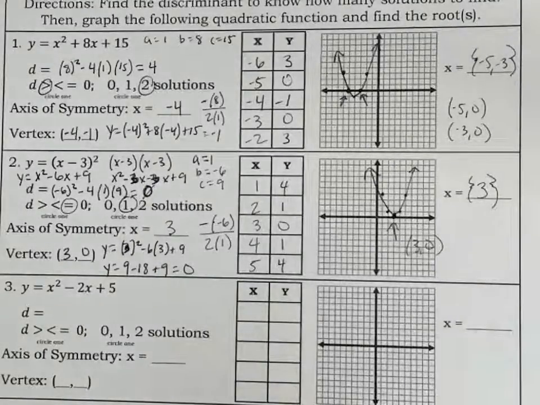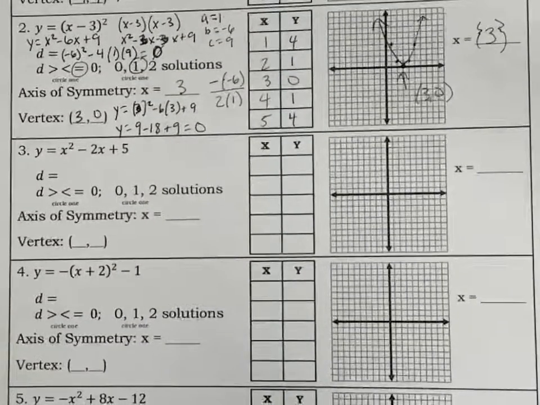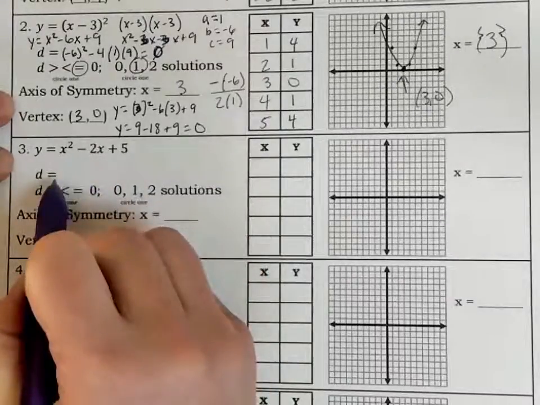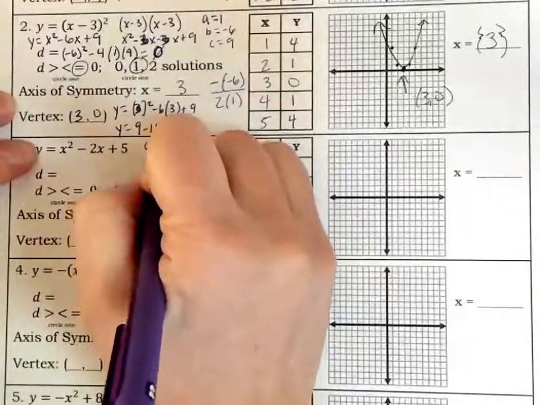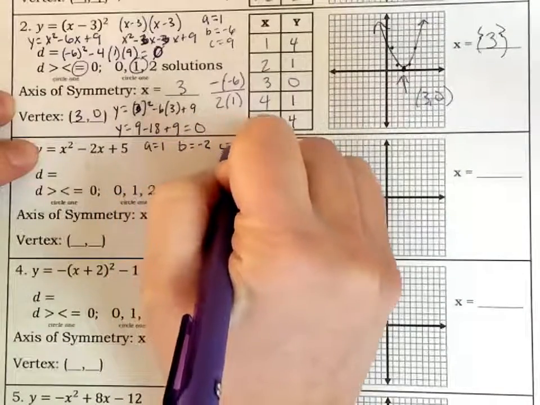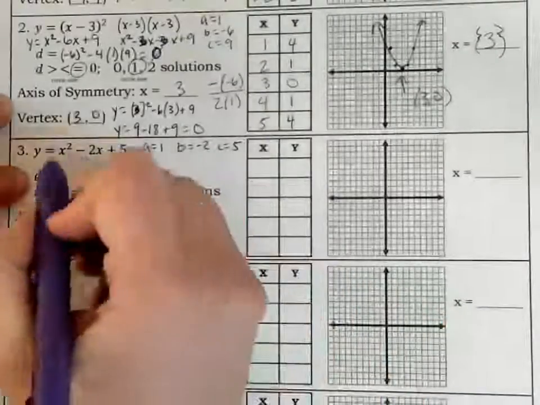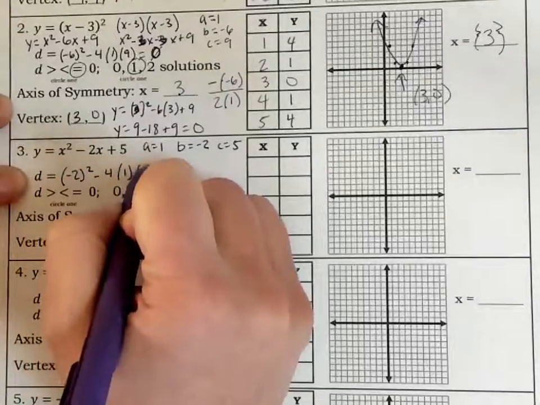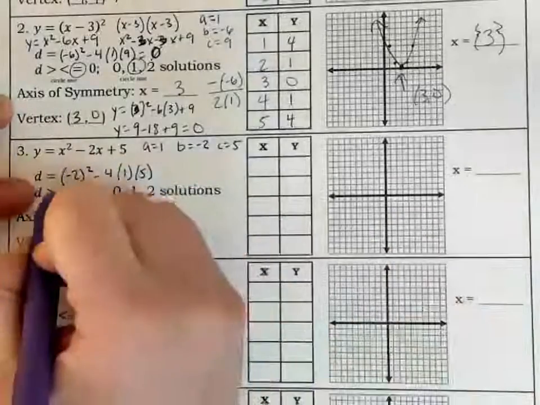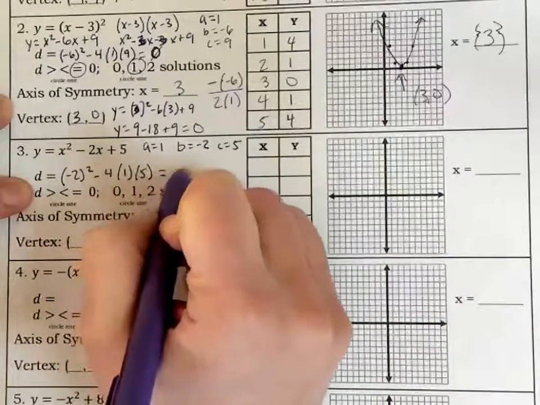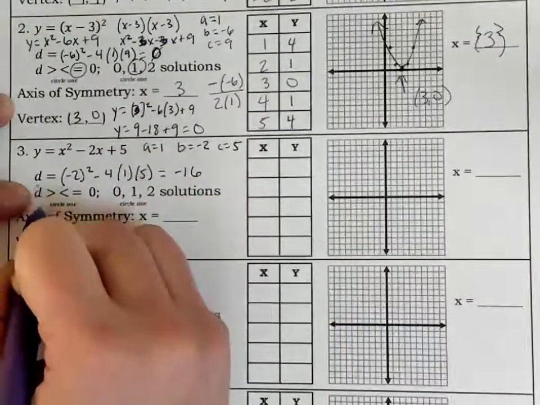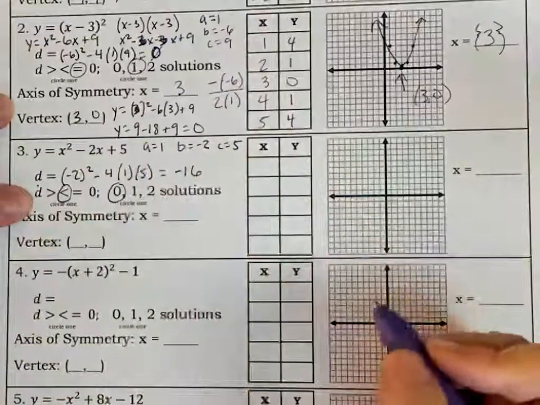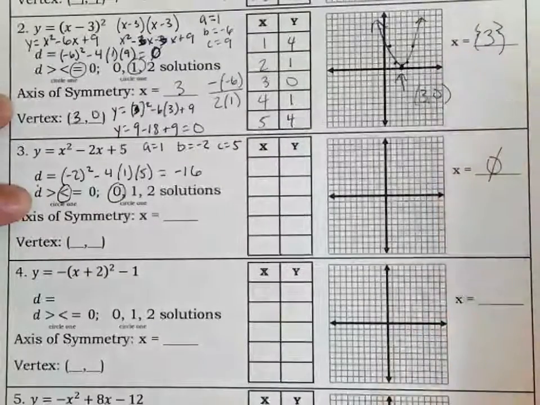All right, let's look at another example. On number 3, we have y is equal to x squared minus 2x plus 5. So on this one, I have an a value of 1, a b value of -2, and a c value of 5. So I'm going to plug that into my discriminant. So I end up with -2 squared minus 4 times 1 times 5. If I do the math on this, I end up with a -16 for my discriminant. And so because d is less than 0 in this case, this is going to have 0 solutions. So my answer here should be no solutions.